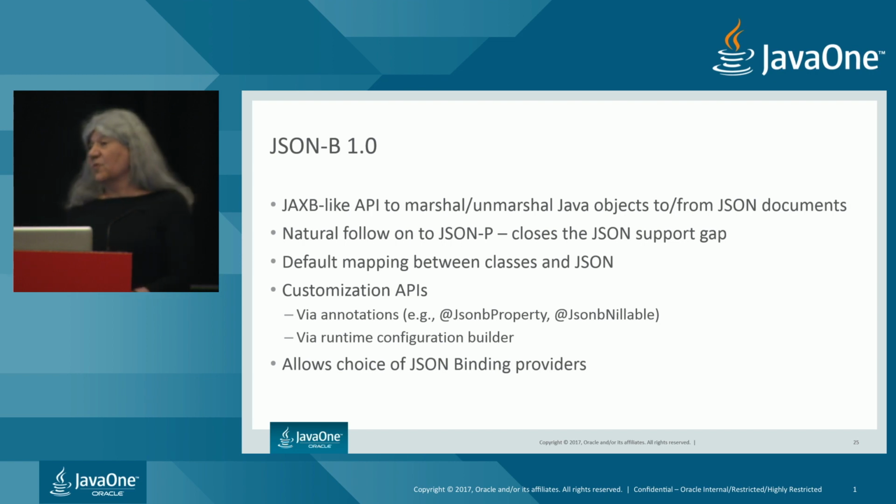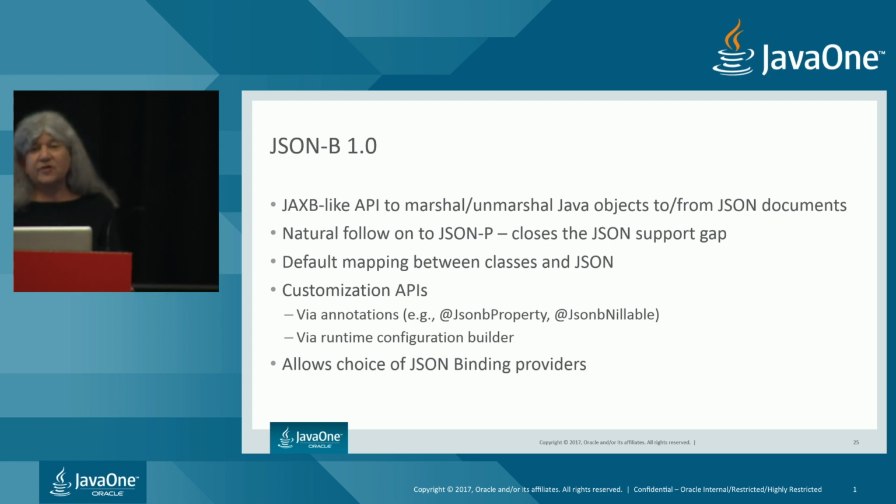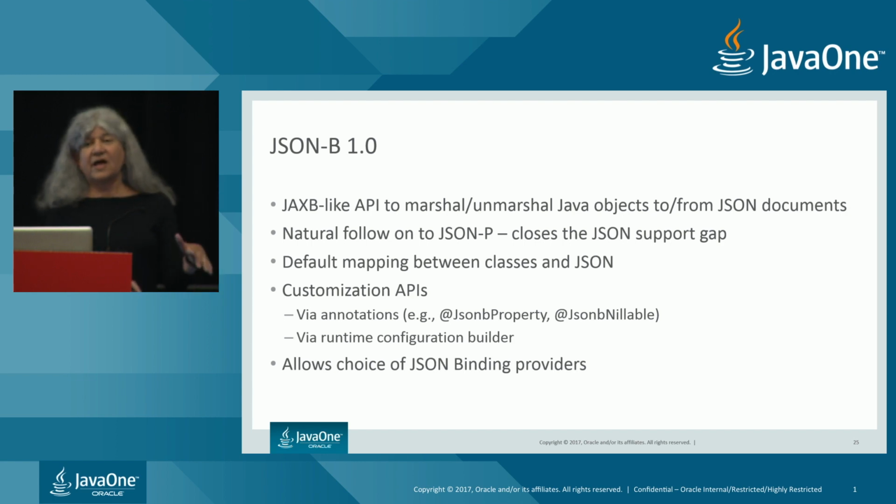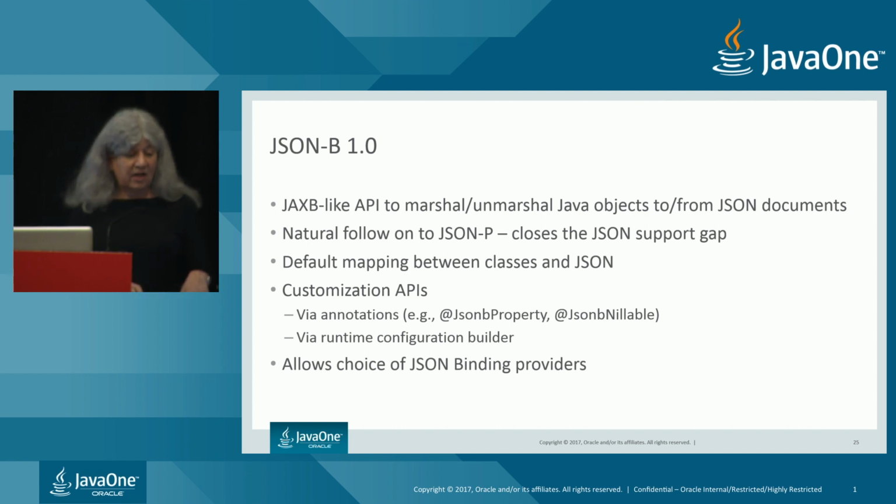Or if you want to do something more general and even more customized than the annotations provide, there's a configuration API that you can use to execute certain transformations or customizations at runtime. The other thing I want to mention is when we started this work, there were already a number of JSON binding implementations out. So we wanted to be flexible and allow you to choose if you have a preferred JSON binding provider. You don't necessarily need to use the built-in one. You can choose the provider that you would like.